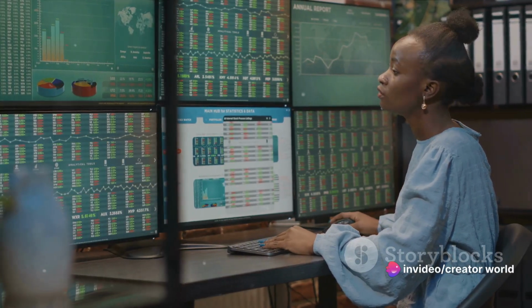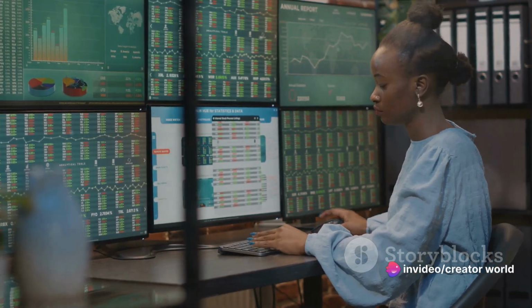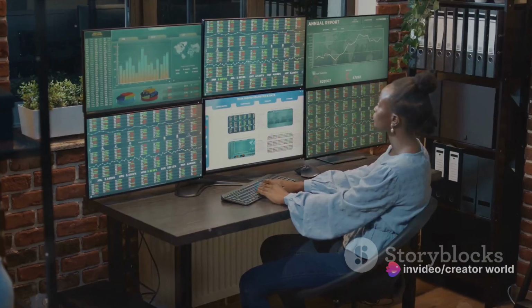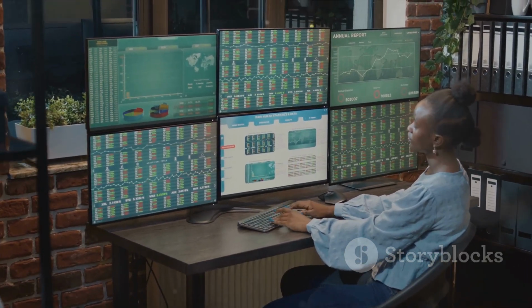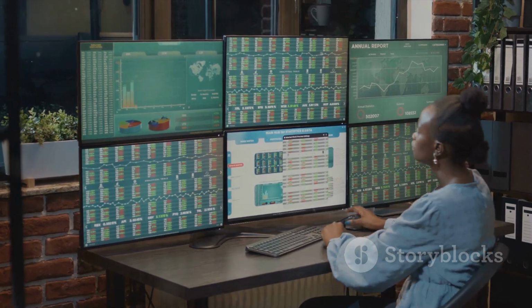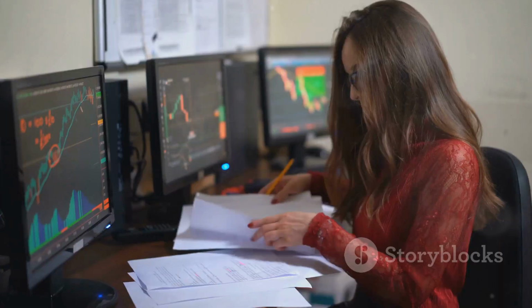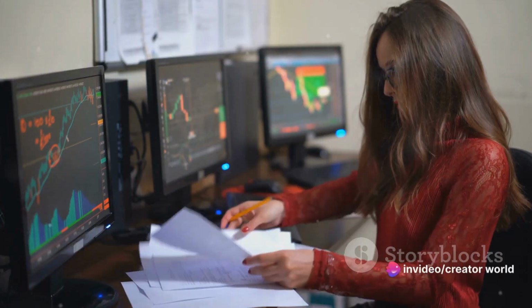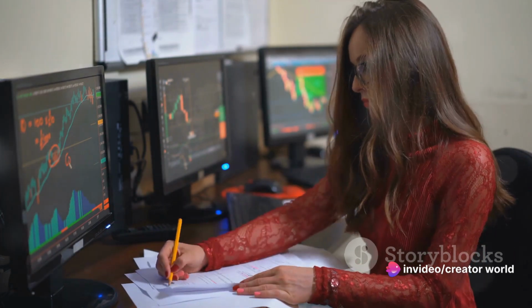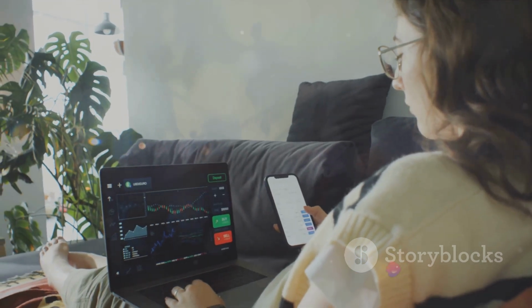The third step is determine the type of trader you want to be, such as a day trader, swing trader, or position trader. Each style has its own advantages and requires different strategies. The fourth step is create a detailed plan that outlines your trading strategy, risk tolerance, entry and exit criteria, and money management rules. Stick to your plan and avoid impulsive decisions.